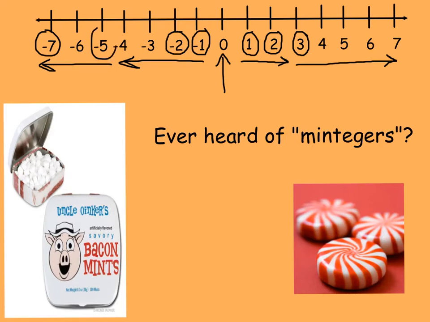So when we think about integers, if I wanted to compare two integers, I could say, which would you rather eat, a negative 5 or a positive 6? Well, I don't know about you, but I would rather eat a positive 6, and so that means that 6 is greater than negative 5.